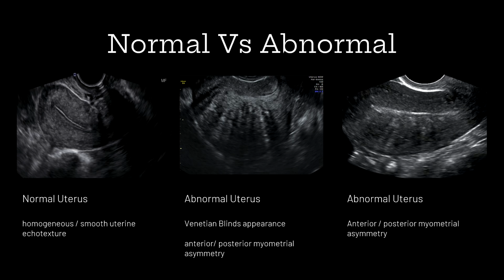The far right image is another example of a uterus that has adenomyosis. It's not as obvious as the image in the middle, but you can still see the dark light. And if you were to measure the anterior aspect of the uterus to the endometrial stripe, you can see the difference between the anterior portion and the posterior portion as well.